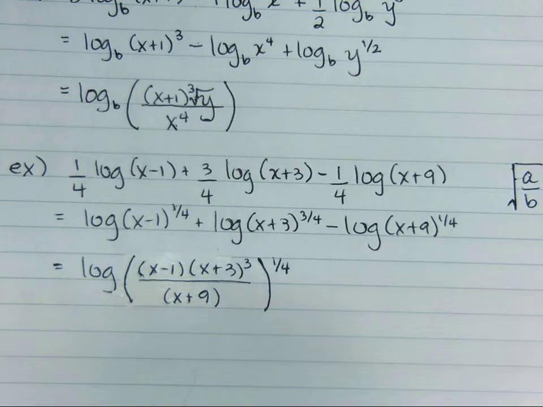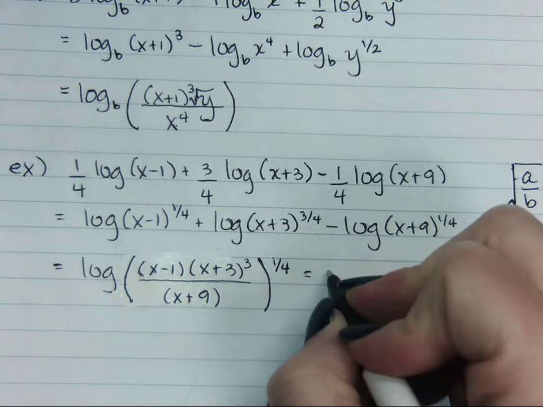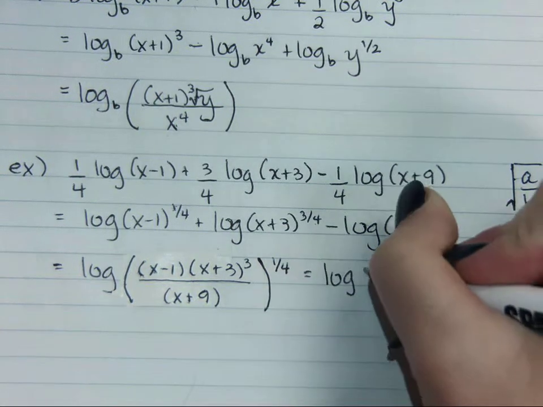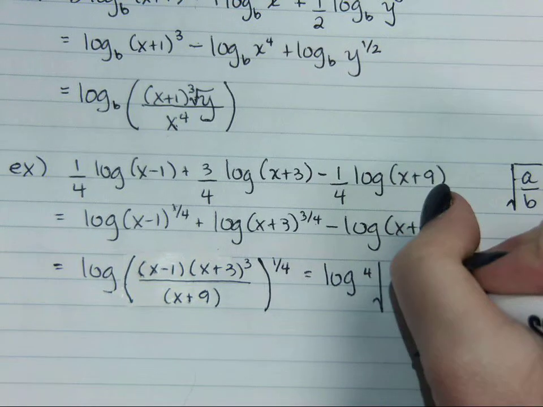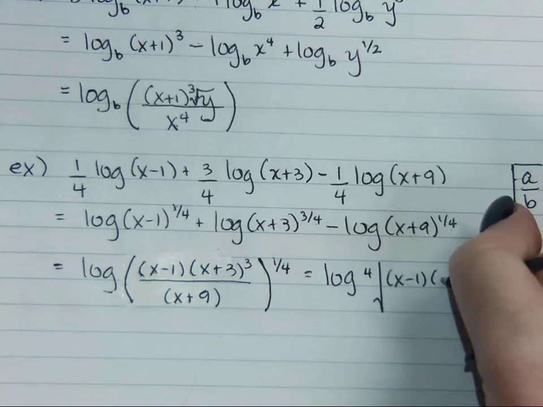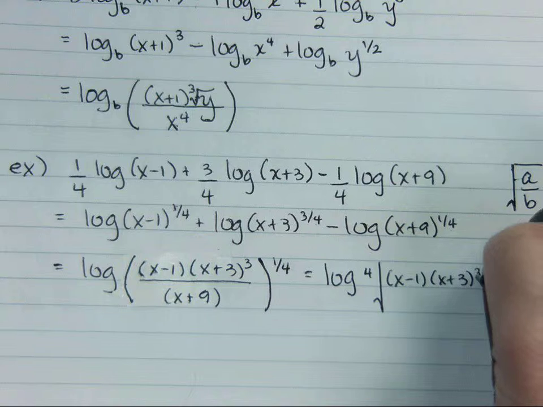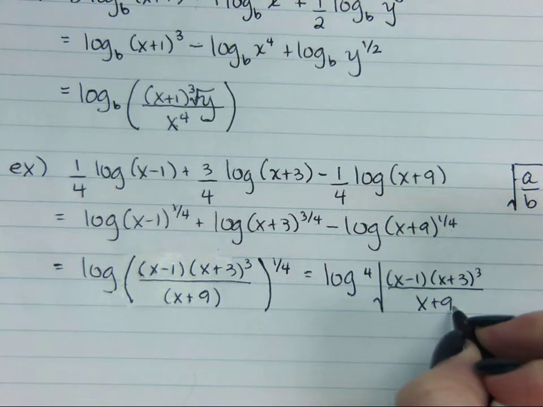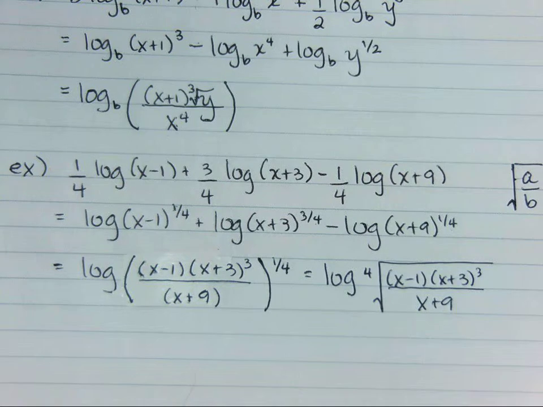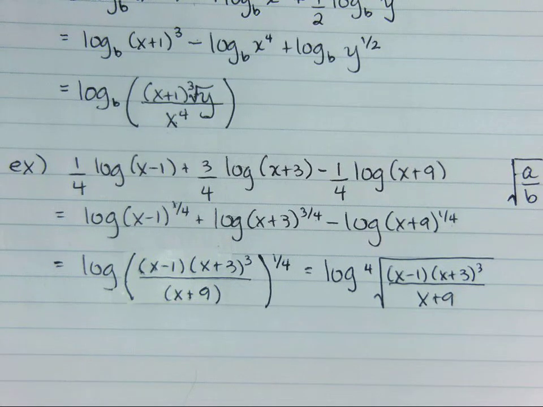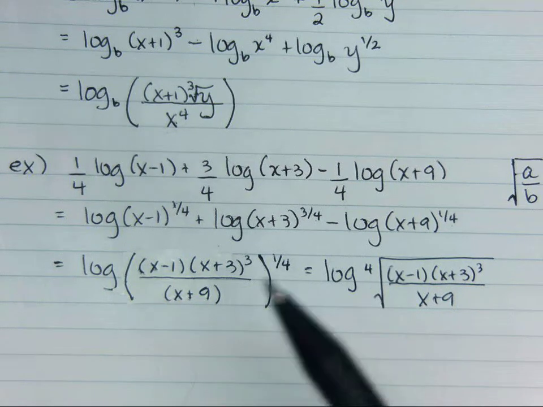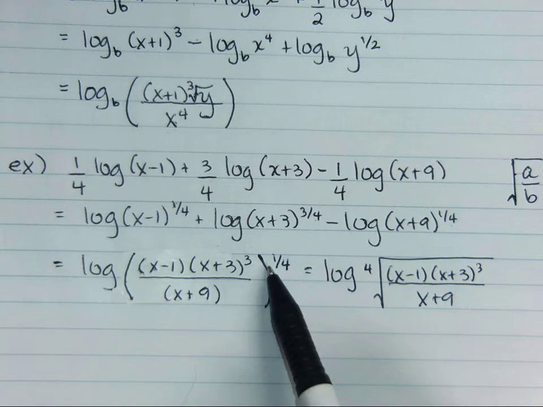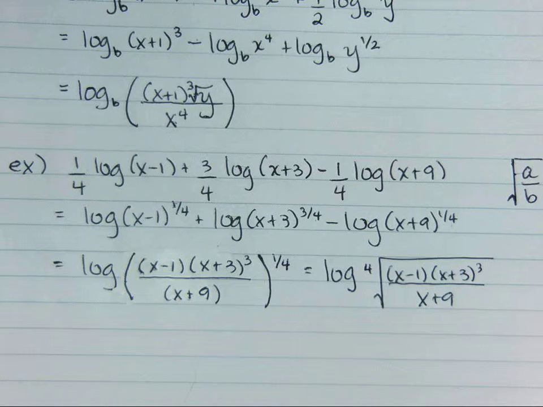And again, I can't leave it that way. So what I'm going to do is I'm going to write this as the log of the 4th root. And underneath I have my x minus 1 times x plus 3 cubed over my x plus 9. And that will be how my final root needs to be written. So again, you need to make sure that you put the 1/4 power on the outside.